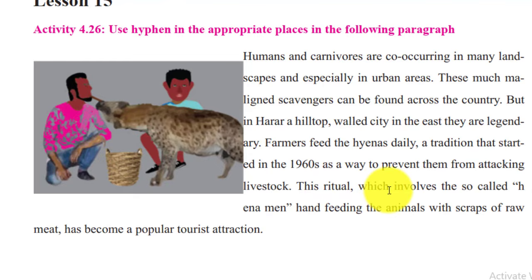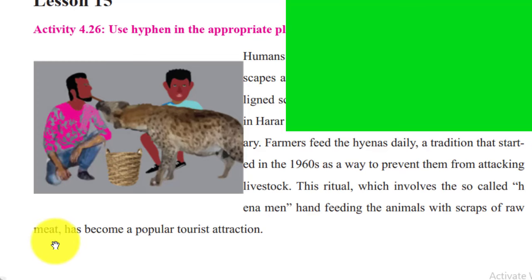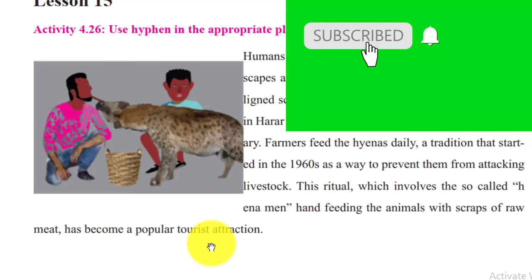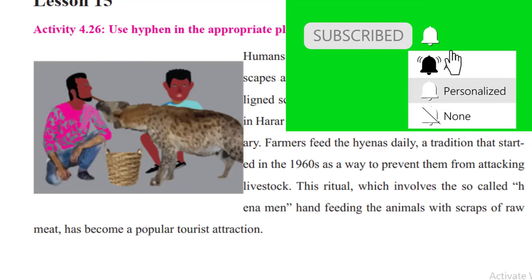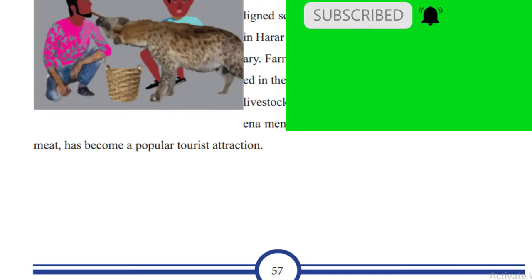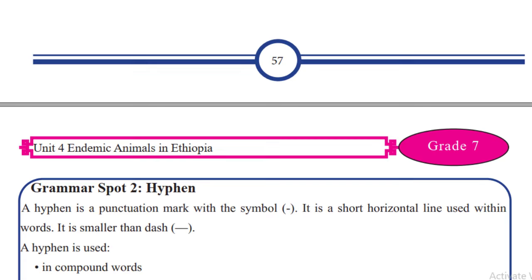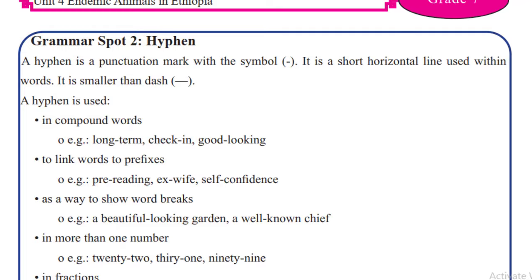This ritual, which involves the so-called hyena man hand-feeding the animal with scraps of raw meat, has become a popular tourist attraction. We conclude the sentence like that. So, to conclude, grammar spot: a hyphen is a punctuation mark.